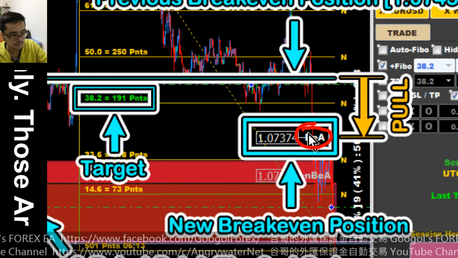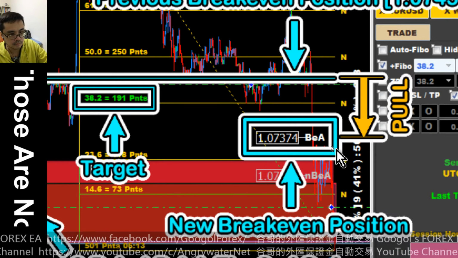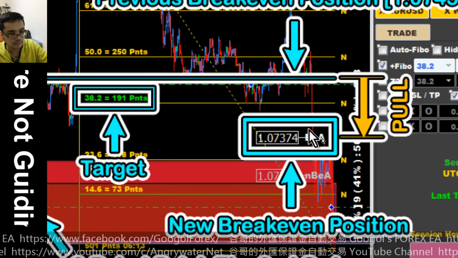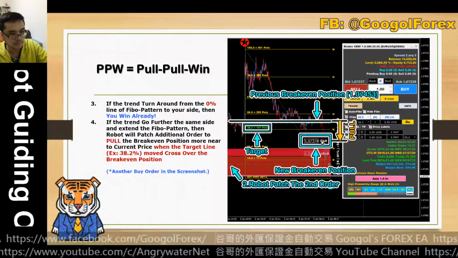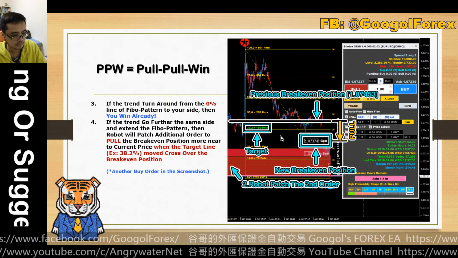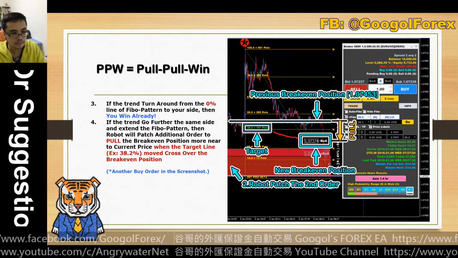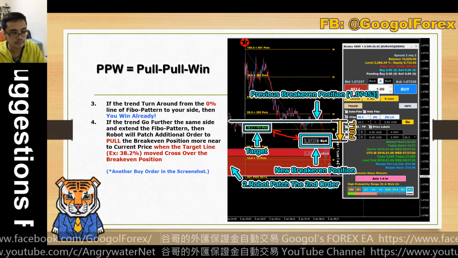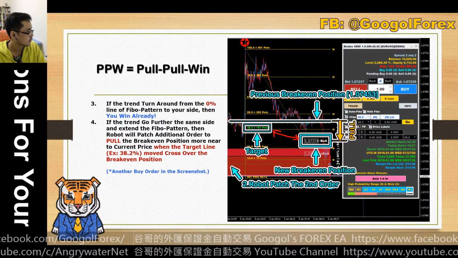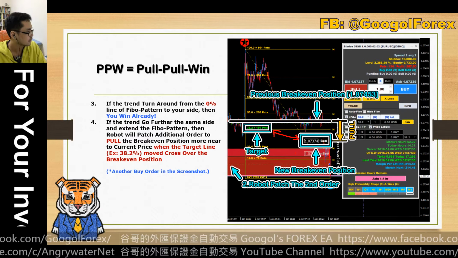If the bid price goes higher than the break-even price, then his buy orders are in profit. So all we need to do is let the price of the 38.2% line stay higher than our break-even price of buy orders. Then if the bid price retraces back to the line of 38.2%, all of the buy orders are in profit. That's the exact meaning of pull win.